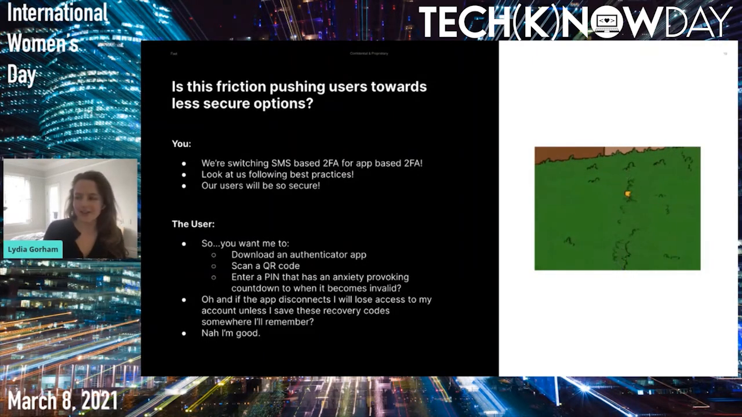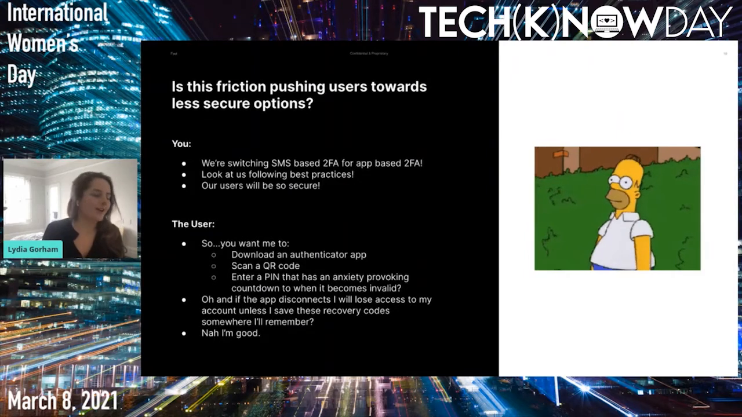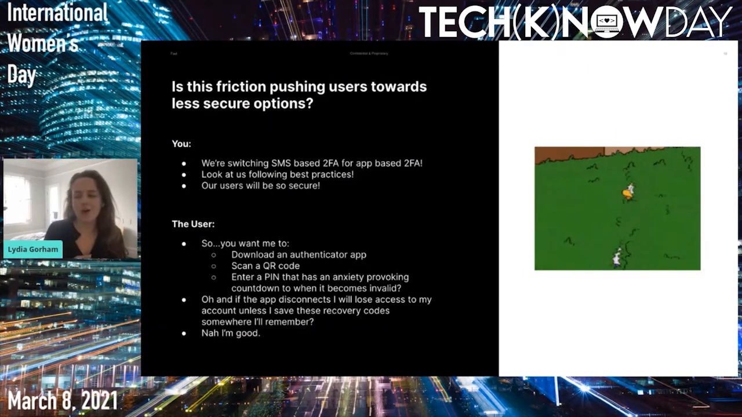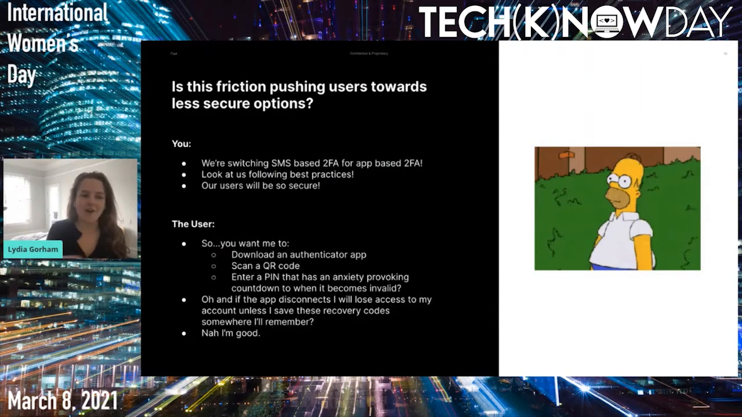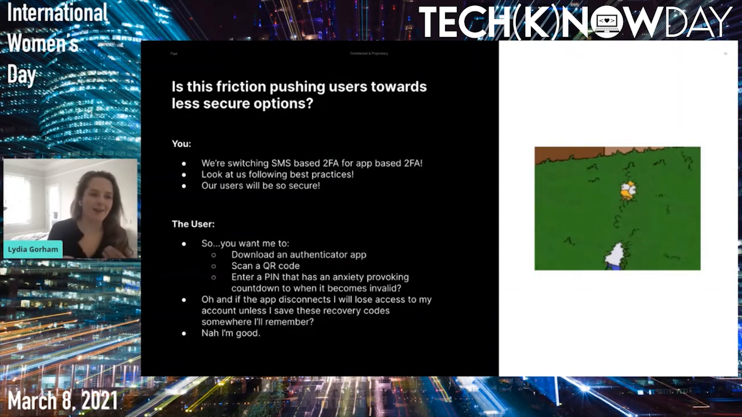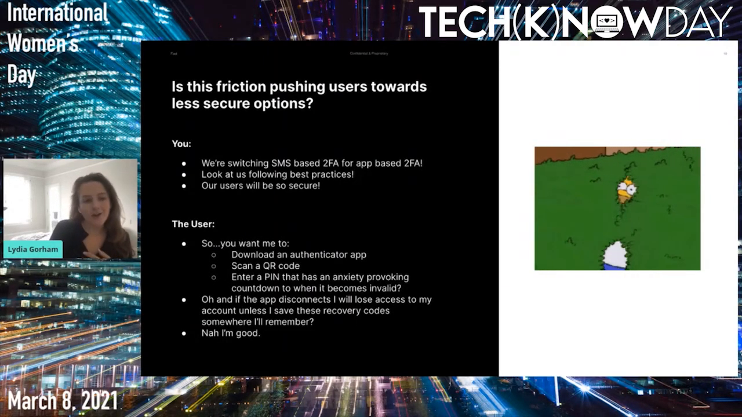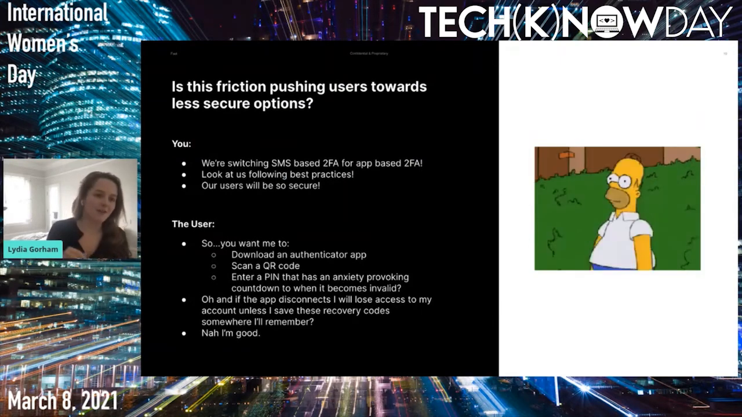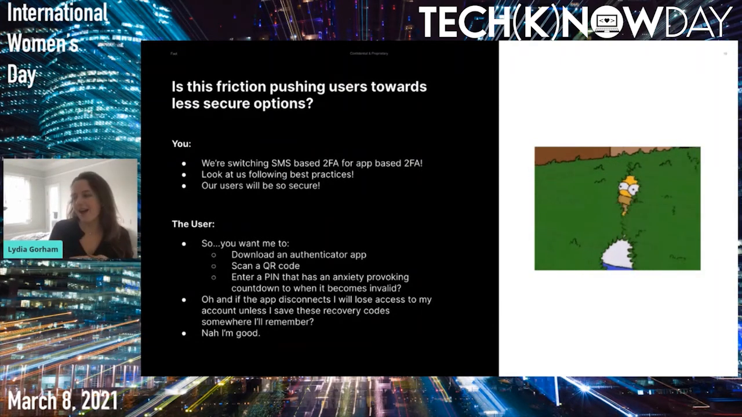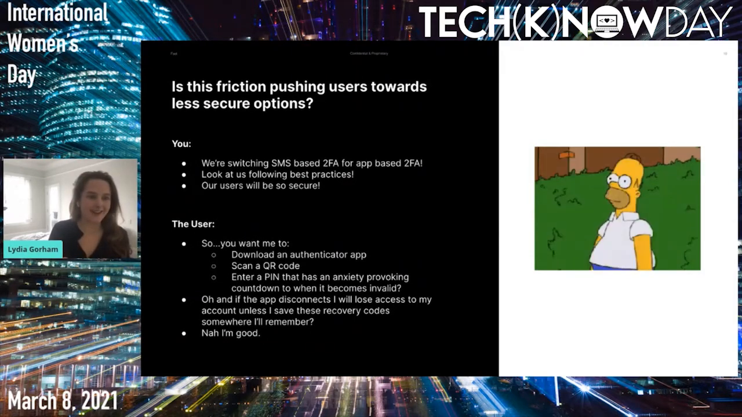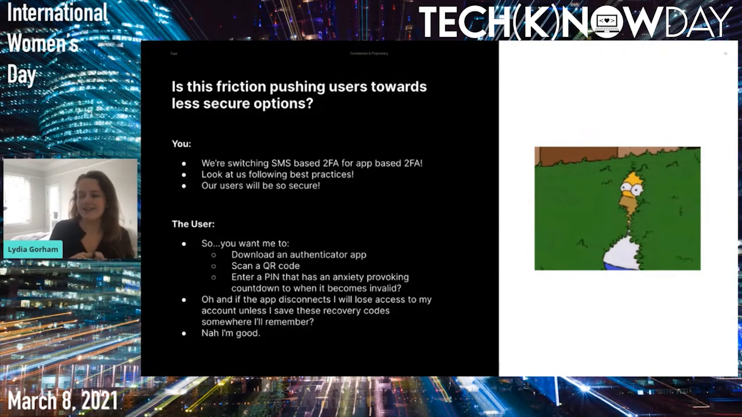But your end user is like, great, before I got a quick code in my text messages, I have an iPhone, Apple already fills it in for me. It's not that much work and I feel much safer. But now you want me to download an authenticator app, scan a QR code, and then enter a PIN. It's coming from this like anxiety-provoking countdown. And if the app disconnects, you lose access to your account unless I save those recovery codes somewhere safe where I'll always have access. A lot of places recommend you print them out, which, I don't know anyone who owns a printer.